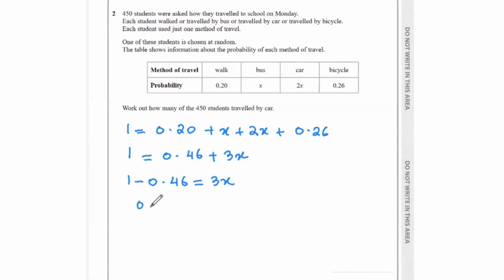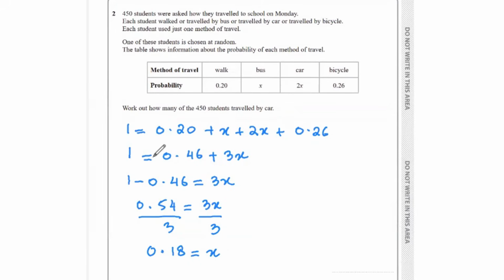That's going to be 0.54. Divide both sides by 3. That's going to give us 0.18. That is the value of x.